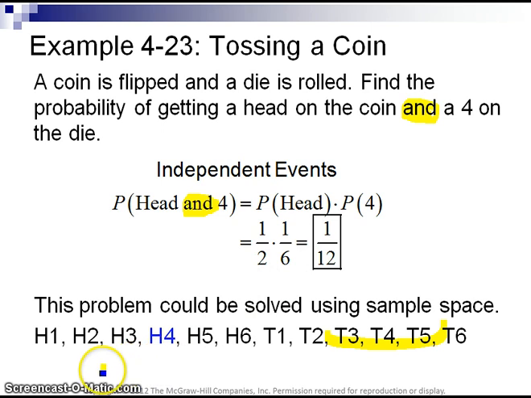Now, we could list the entire sample space, and when we look at the sample space, the one outcome that's being referred to here is this one, that's the 1/12, where we have a head on the coin and a 4 on the die.